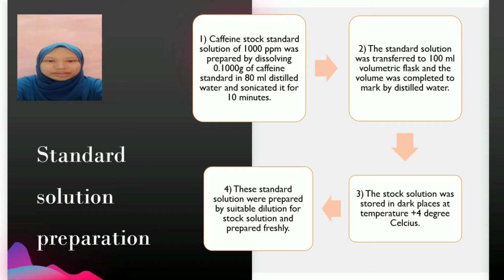Standard solution preparation. Caffeine stock standard solution of 1000 ppm was prepared by dissolving 0.1000 gram of caffeine standard in 80 ml distilled water and sonicating it for 10 minutes. The standard solution was transferred to a 100 ml volumetric flask and the volume was completed to the mark with distilled water. The stock solution was stored in a dark place at a temperature of positive 4 degrees Celsius. The working standard solutions were prepared by suitable dilution of the stock solution and prepared freshly.